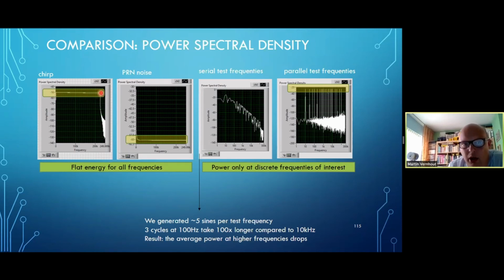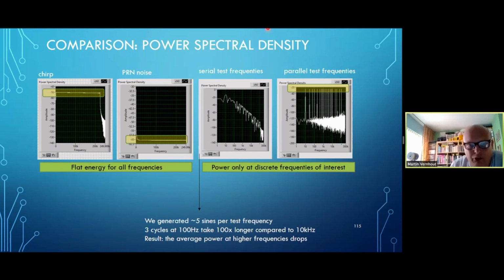If we take the PRN, it's again a flat line. It's slightly differently scaled, but it's still a flat line. So flat energy for all frequencies. That's why chirp and PRN noise perform that well. My serial test frequencies, one sine after the other, have a diminishing output level at higher frequencies. And if we do that for parallel, you get all those spikes, but we have problems with finding the right ones.